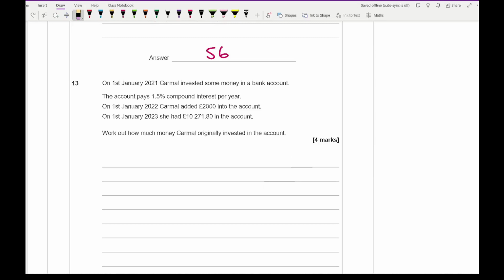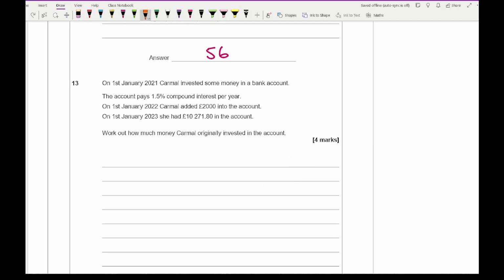So moving on to question 13, it says on the 1st of January 2021, Carmen invested some money into a bank account. The account pays 1.5% compound interest per year. On the 1st of January 2022, Carmen added £2,000 into the account. On the 1st of Jan 2023, she had £10,271.80 in the account. Work out how much money Carmen originally invested into the account.